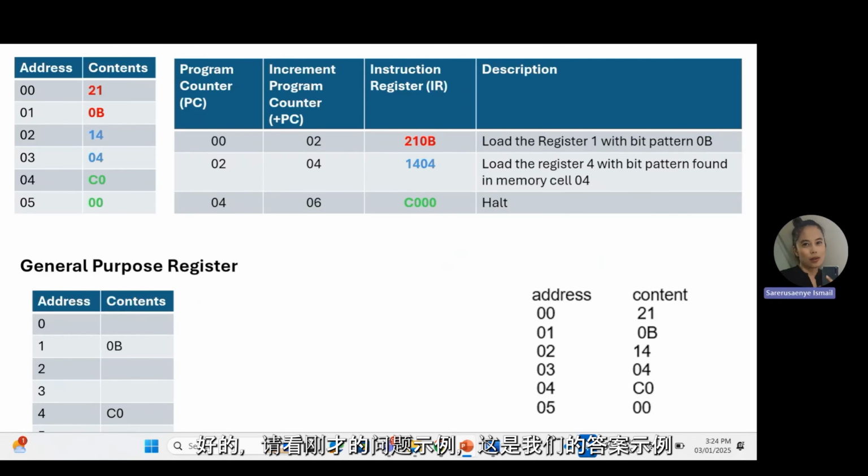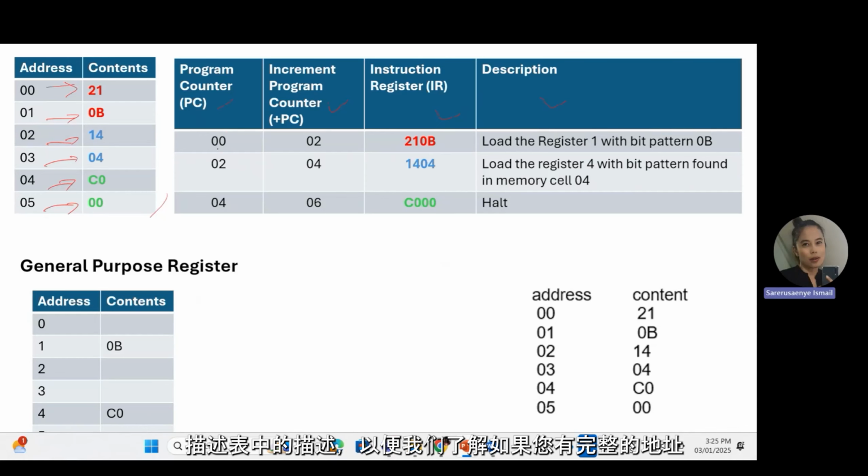All right, look at the example of the question just now, and this is the sample answer. I have a copy from the question. If you take a look back, this is the address and this is the content. So this is the table that I require you to do. I need to have a program counter column, the number of increment of the program counter column, the current register column, and the description from the description table.